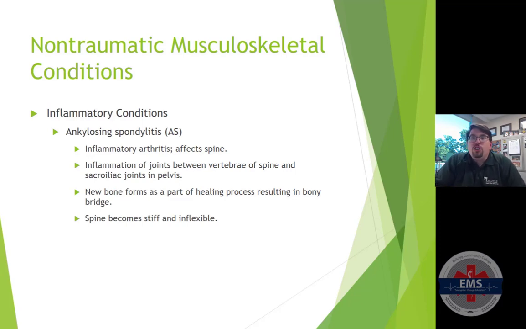Ankylosing spondylitis is another one, or AS. This is an inflammatory arthritis, but now we're talking about it affecting the spine. So just think about that. Arthritis of the spine does not sound like a fun thing to have. We know that this is going to lead to inflammation of the joints between the vertebrae of the spine and the pelvis. And when that happens, that's going to lead to a lot of problems with inflexibility and being very stiff as it begins to kind of almost fuse together.